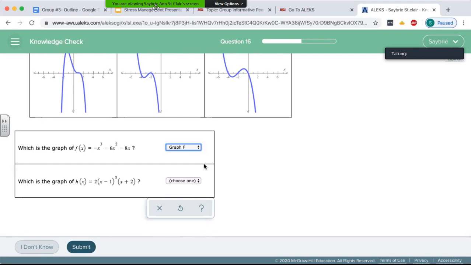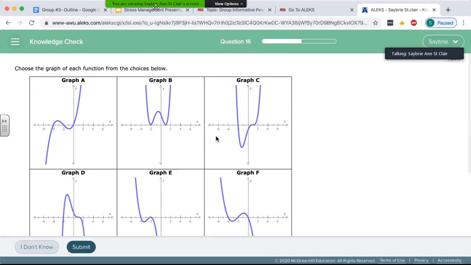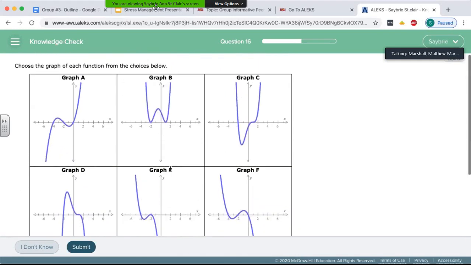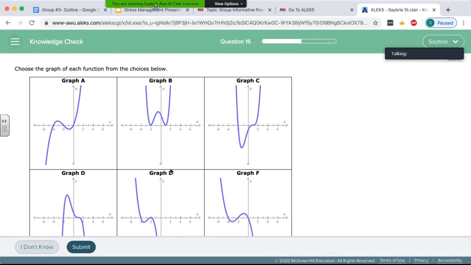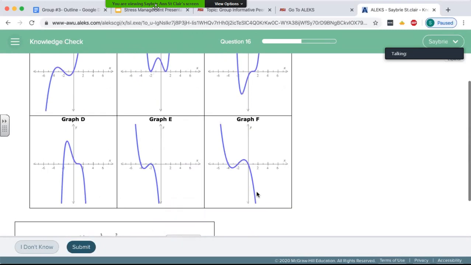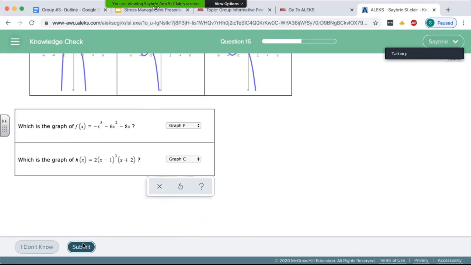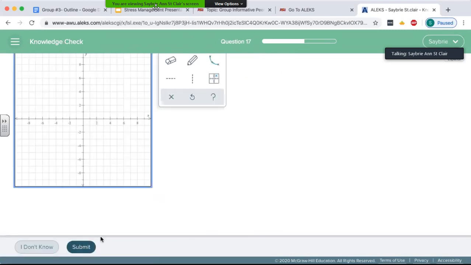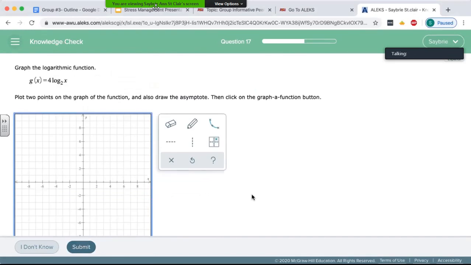Alright, what do you think? Yeah, looks like C to me. It's the only one I'm seeing in close. So maybe we graph this one too, huh? Because Desmos does have log on it.